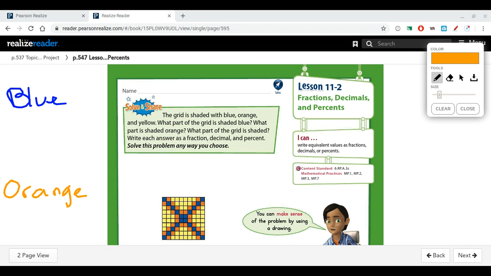So if we take a look at our solve and share, it says the grid is shaded with blue, orange, and yellow. What part of the grid is shaded blue? What part is shaded orange? What part of the grid is shaded, right? Each answer is a fraction, decimal, or percent. So I'm going to go ahead and start with the orange.